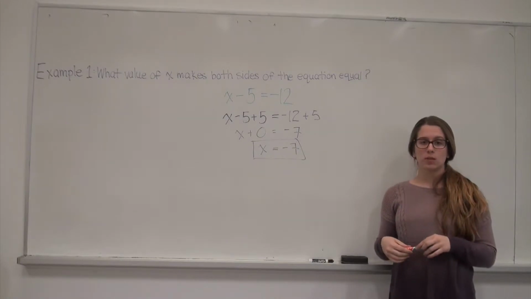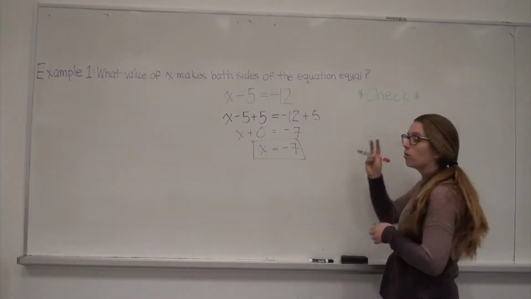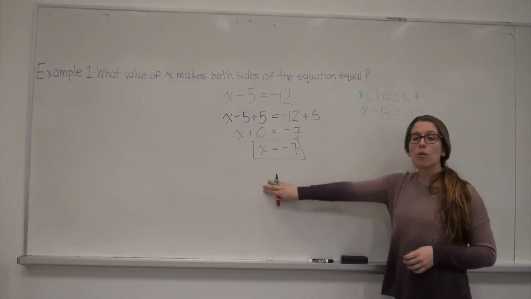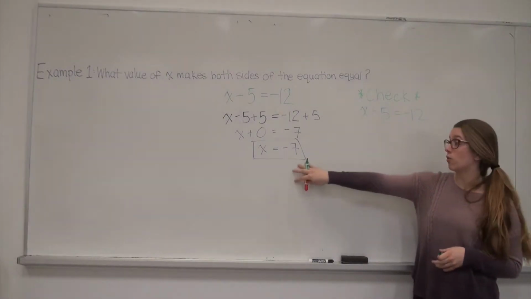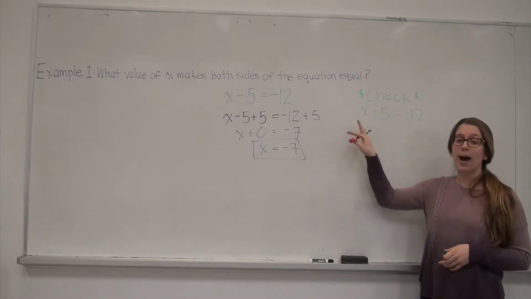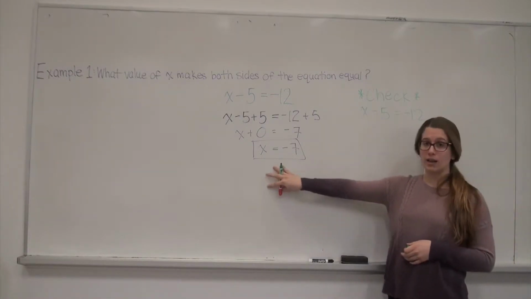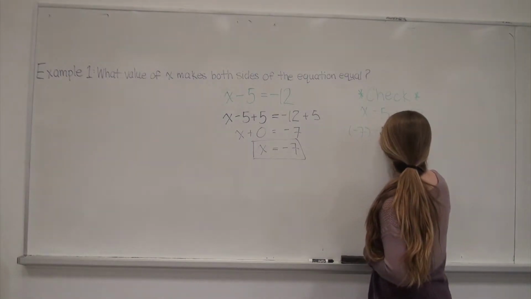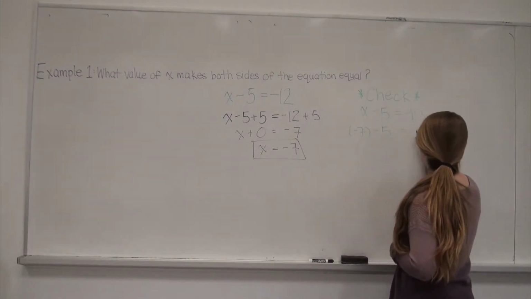So to do that, we do something called a check. And to perform the check, you're going to start by simply writing out the original equation. Now we're going to use the value that we solved for, and we're going to substitute it back into the equation. So we got -7 as our answer. We're going to have -7 minus 5 equal to -12.